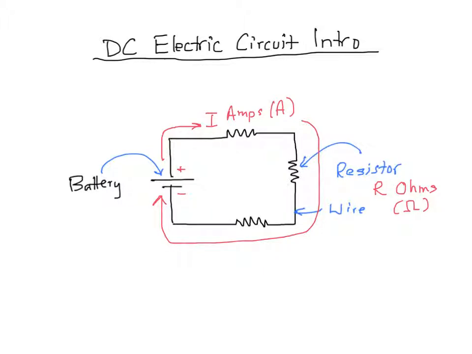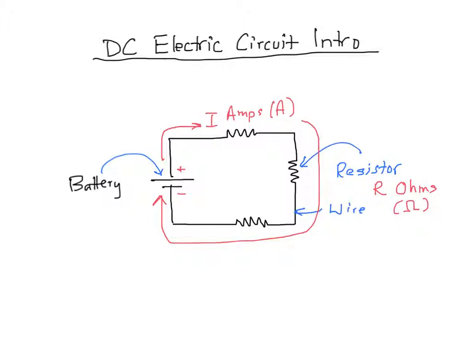Those are the symbols that represent the different devices, batteries and resistors. I'm going to show you two different kinds of circuits. First, a series circuit, and then resistors that are in parallel. And we'll talk about how we analyze those different types of circuits.